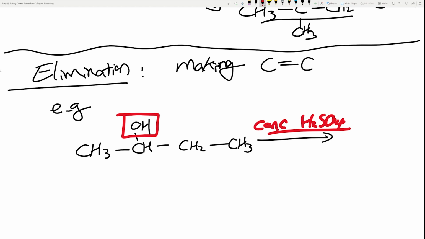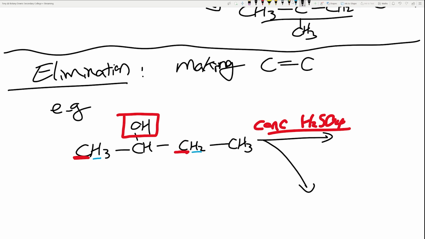And then, similar to the elimination reaction of the haloalkanes, we need to take away a hydrogen from the neighboring carbon. So what are the neighboring carbons? It's this one and this one. That means we have to take away either one of these hydrogens or one of these hydrogens, and that's why we have two products.